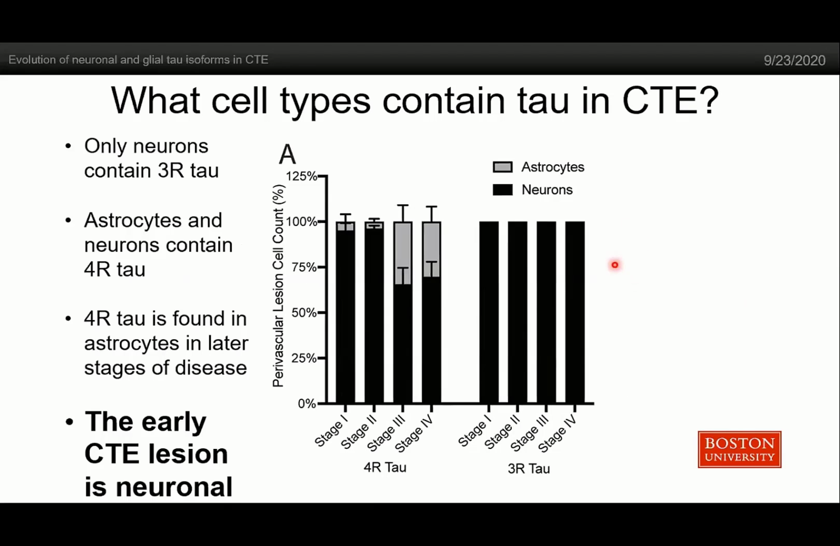So pretty much what this shows is that only neurons contain 3R tau. So only neurons will contain 3R tau. But astrocytes can contain both 4R and neurons and astrocytes contain both 4R tau. What the difference between these two groups is, in severe CTE, 4R tau is found in astrocytes only in this later stage. You typically don't see astrocytic 4R tau in early stage CTE. So the early CTE lesion is neuronal, and over the course of this disease, it becomes more astrocytic.